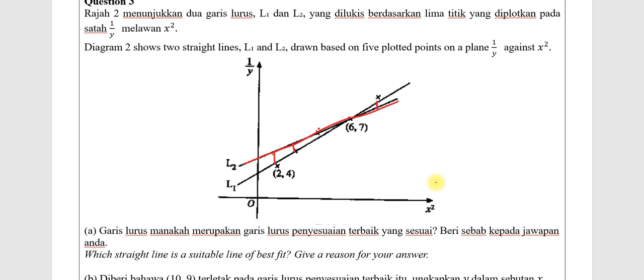You need to make sure you tell that one also. Okay, a best fit must pass through as many points as it can, and the points that are left out must not be very far. You see, there are so many points left very far, so L2 is not a good choice, definitely. So you need to answer line number 1 is the suitable best fit line.